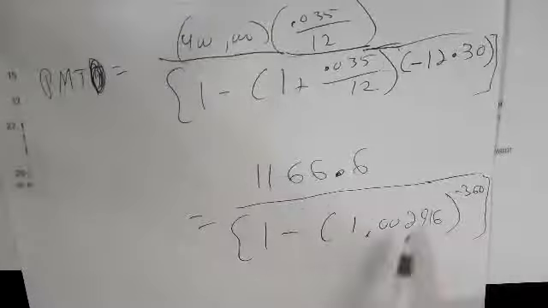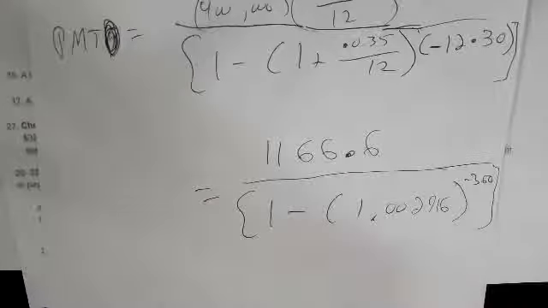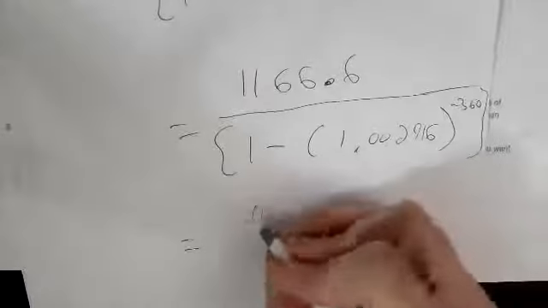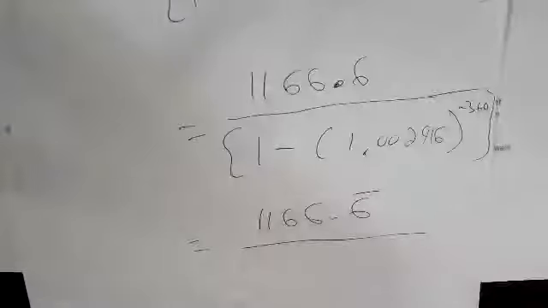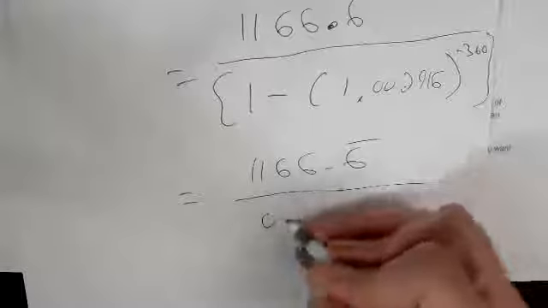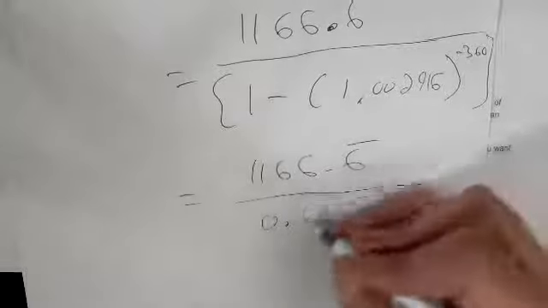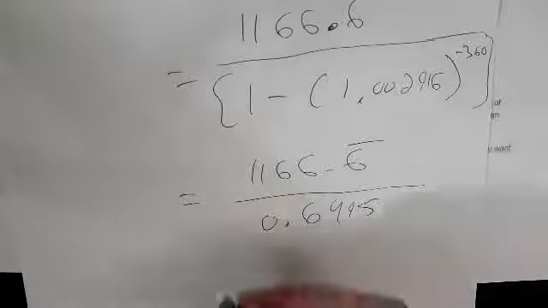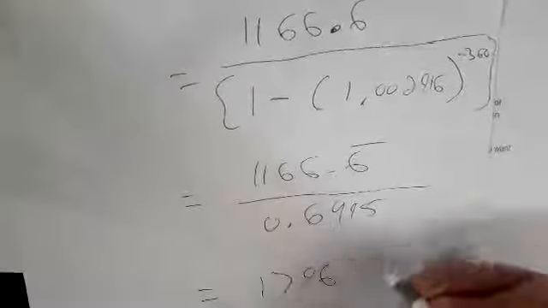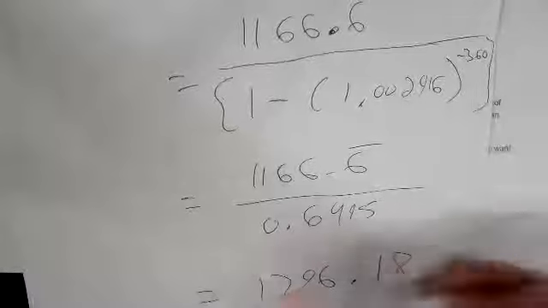So this gives me like 1.35 when I do this. When I subtract 1 from that, it's going to give me 0.6495, somewhere in that ballpark. So I should be ending up with something like 1166 and that 6 repeating on top. And when I do the bottom, it should give me something like 0.649527. And when I divide those two things, it should be giving me 1796.18 if I round it up.